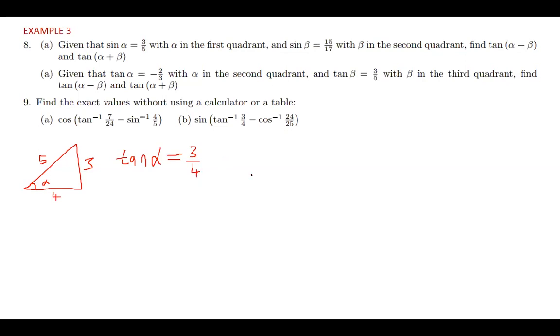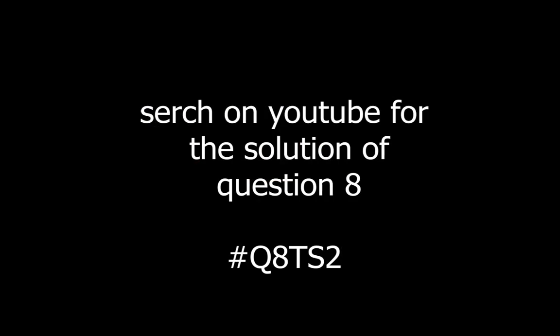Then I'll also draw the triangle for beta, like that. The triangle for beta, they are saying sine beta is 15 over 17. Then I know to say my sine is nothing but the opposite. So my opposite is 15 over hypotenuse, which is 17.